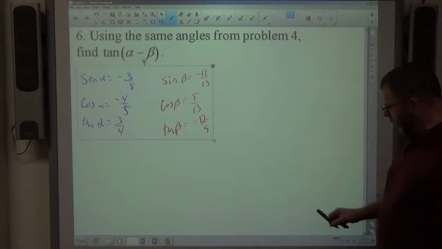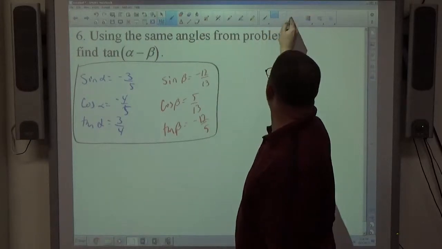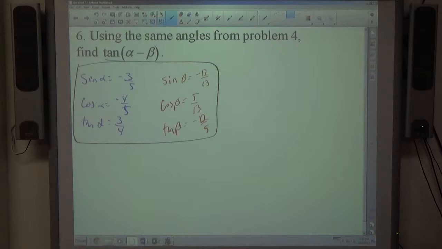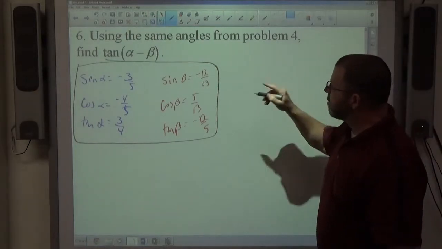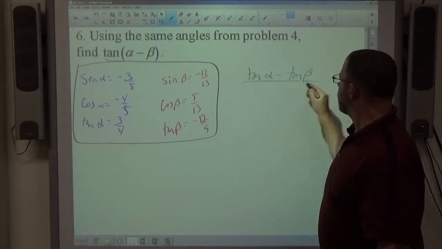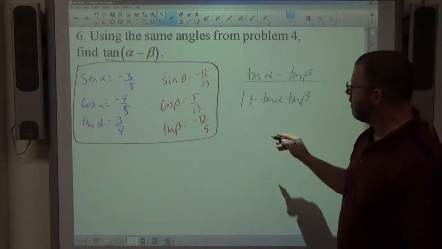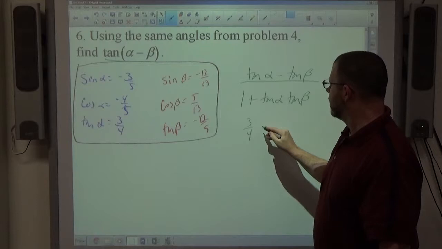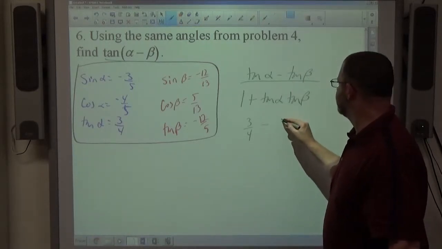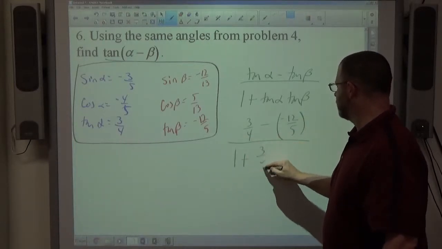And finally, in this problem we're asked to find the tangent of alpha minus beta. And I will do it that way because if you know both sine and cosine of alpha plus beta, the tangent is sine over cosine. This requires you to actually use the tangent of a difference identity. So tangent of alpha minus beta is just going to be tangent of alpha minus tangent of beta over 1 plus tangent of alpha times tangent of beta. So tangent of alpha is positive 3/4. Tangent of beta is negative 12/5 over 1 plus tangent of alpha times tangent of beta.